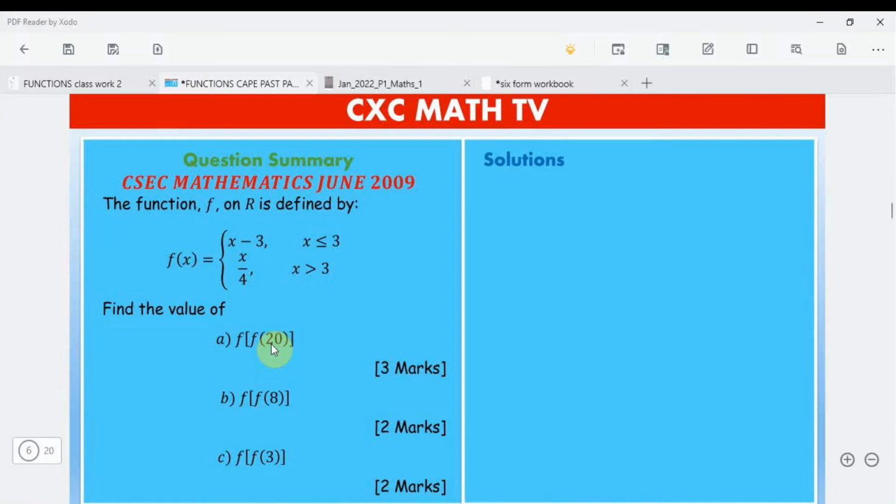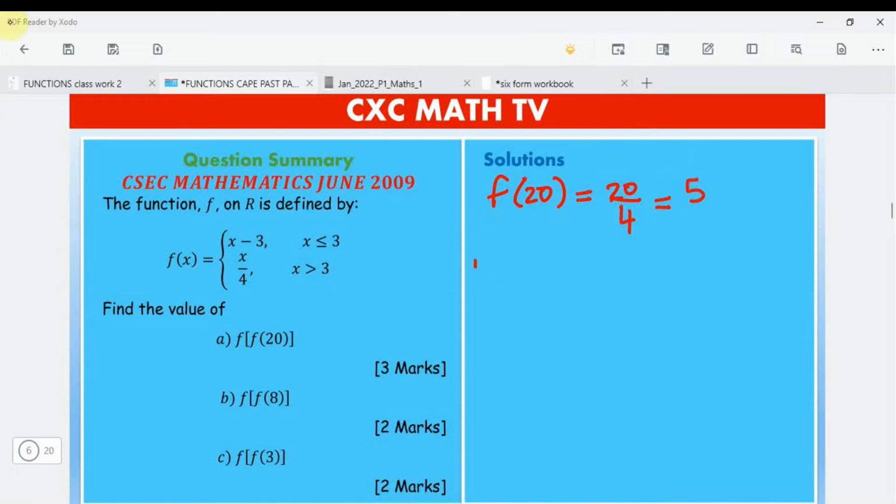So to find the value of f of 20, the first thing we're going to ask ourselves is, is 20 bigger than 3? Yes, it is. Because 20 is bigger than 3, we're going to use the second function. So f of 20 is going to be equal to 20 over 4. And 20 over 4 is 5.